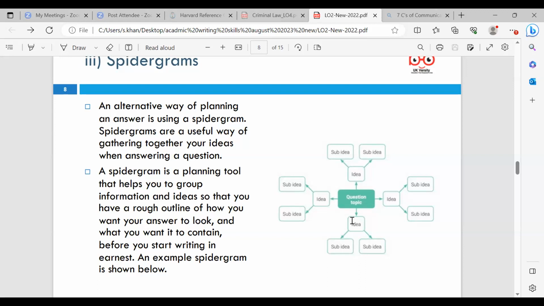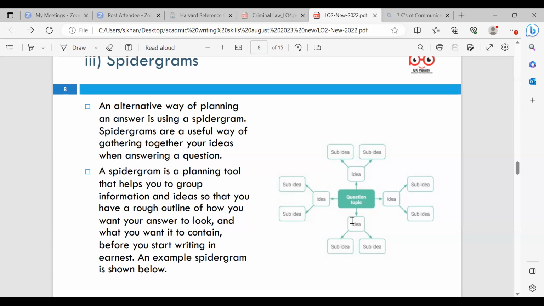No, okay. So spidergrams are a useful way of gathering together your ideas when answering a question. So this is an example. A spidergram is a planning tool that helps you to group information and ideas, so you have a rough outline of how you want your answer to look and what you want it to contain before you start writing. An example of a spidergram is there. So you would have the question in the middle, okay, and then you would branch out to the kind of things you need to put in it.